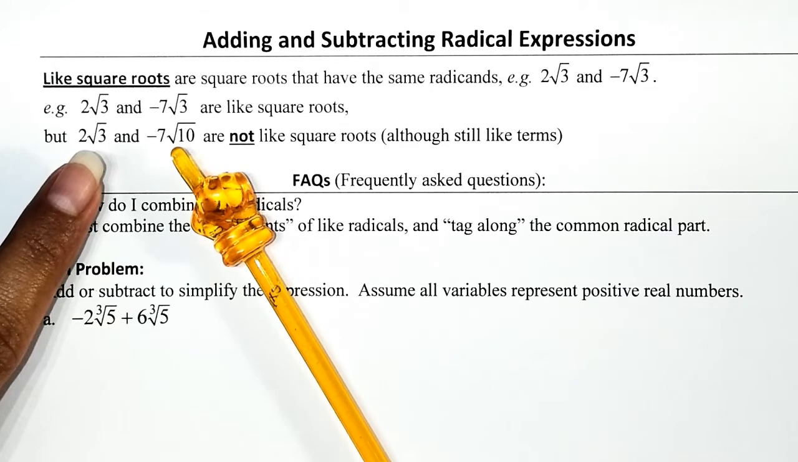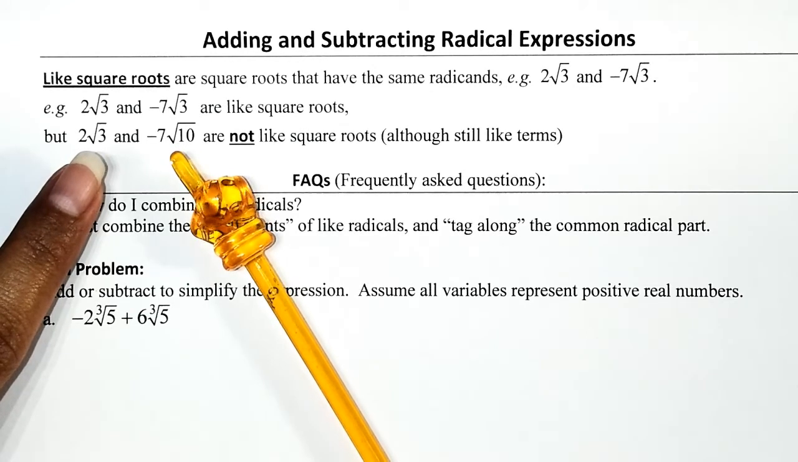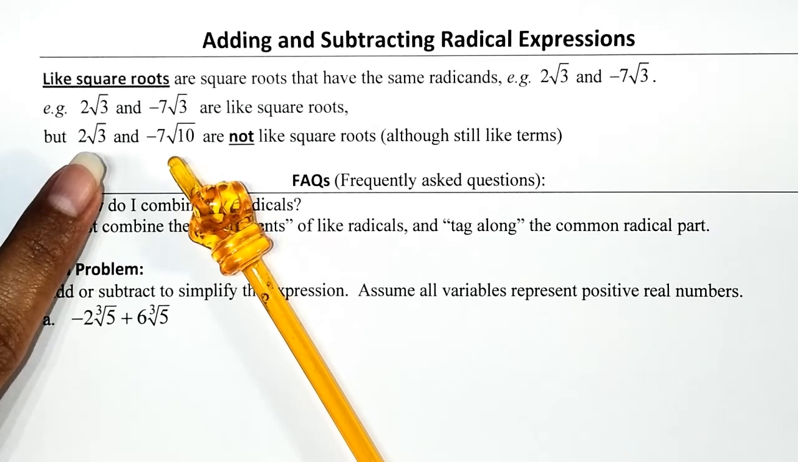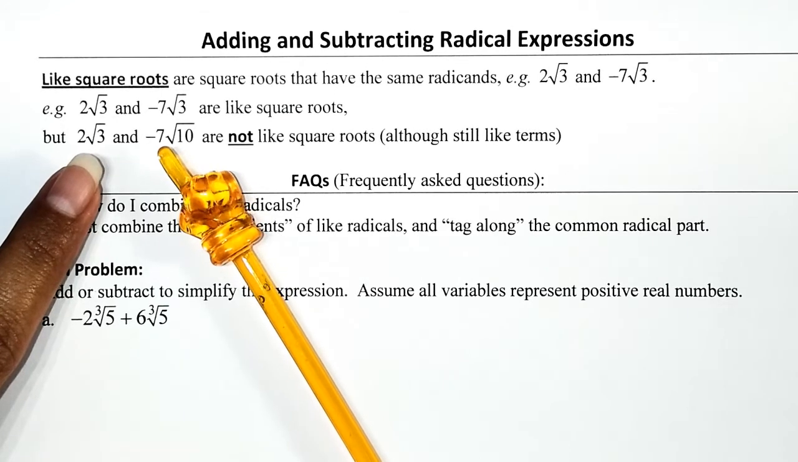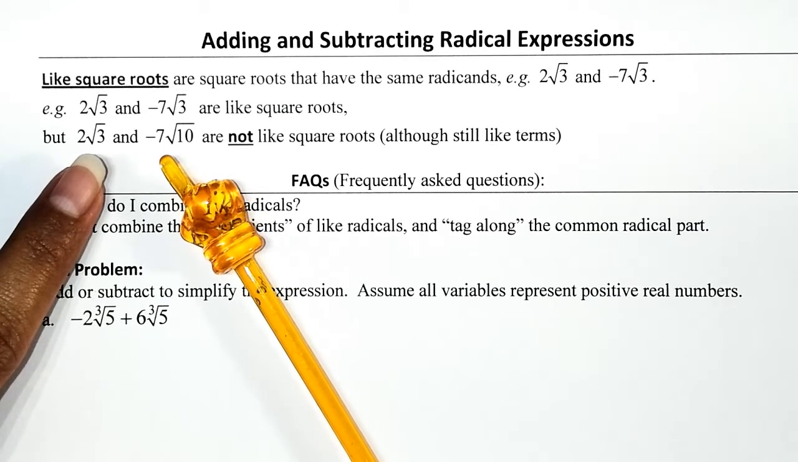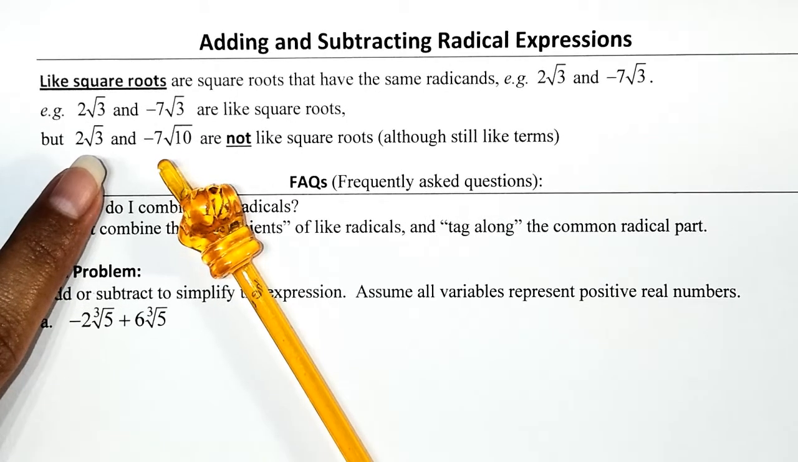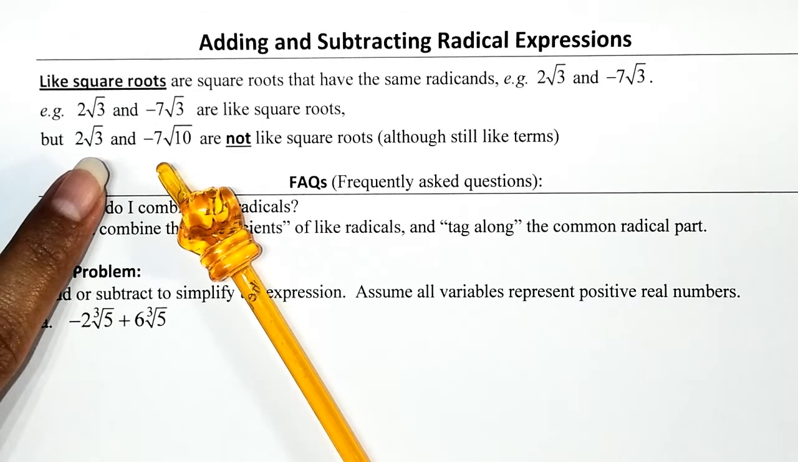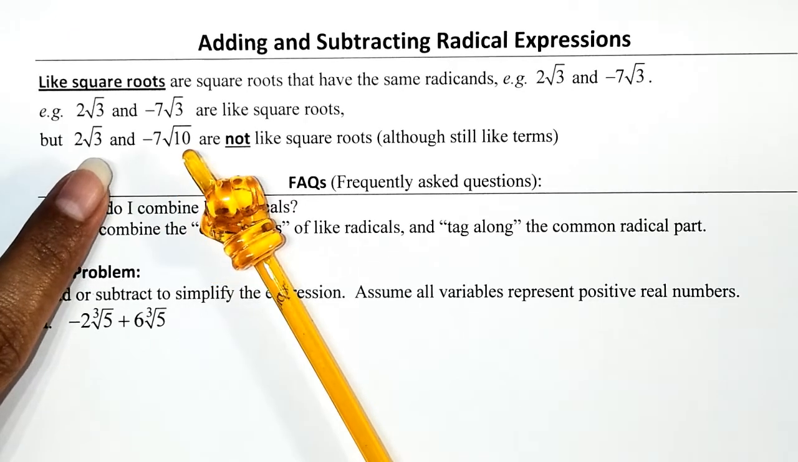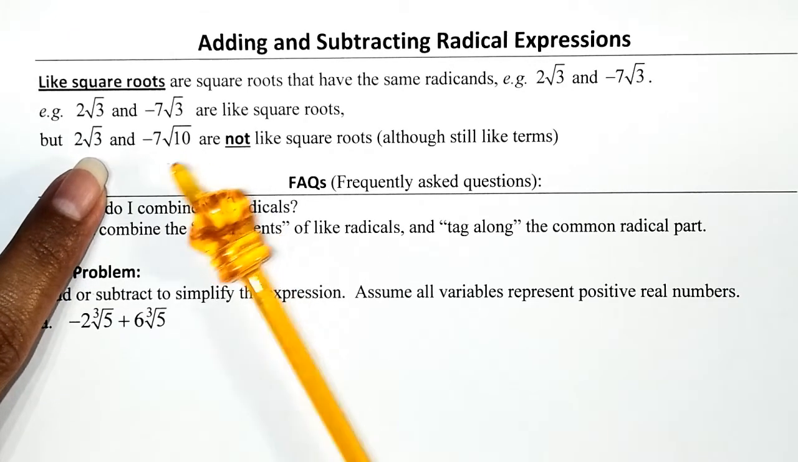Why are they like terms? They are like terms because they're both numbers. So with the calculator, we could add them up and give a decimal approximation. Although they're like terms, they're not like radicals, or like square roots. Why not? Because they don't have the same radical part. This has a root 3 and this one does not.